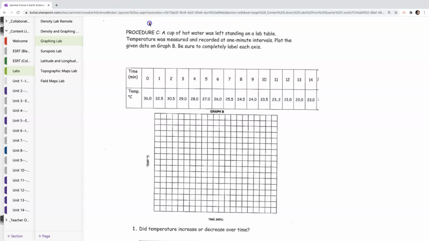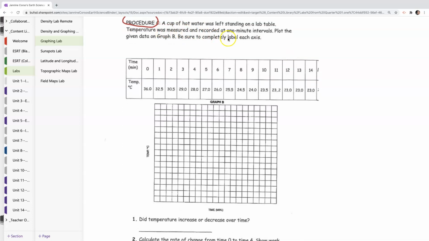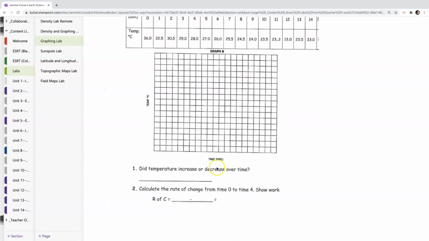So let's start our last procedure, which is procedure C. Procedure C says a hot cup of coffee or hot cup of water was left standing on a lab table. Temperature was measured and recorded at 1 minute intervals. Plot the given data on graph B. Be sure to completely label each axis. So I'm going to put my time.